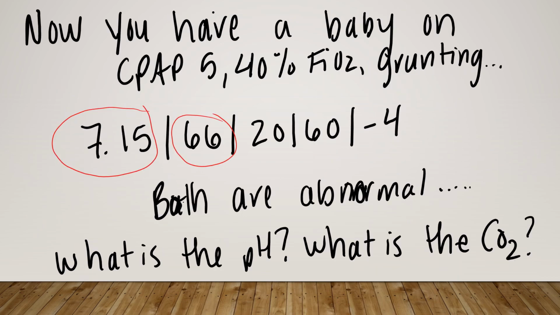So let's apply this to a baby. If we have a gas of 7.15, 66, 20, again, our pH of 7.15 is low, our CO2 is high, and our bicarb is within normal. It's not great, but it's within normal. So we have a low pH and a high CO2. If we were looking at ROME, respiratory is going to be opposite. So this would be respiratory acidosis.